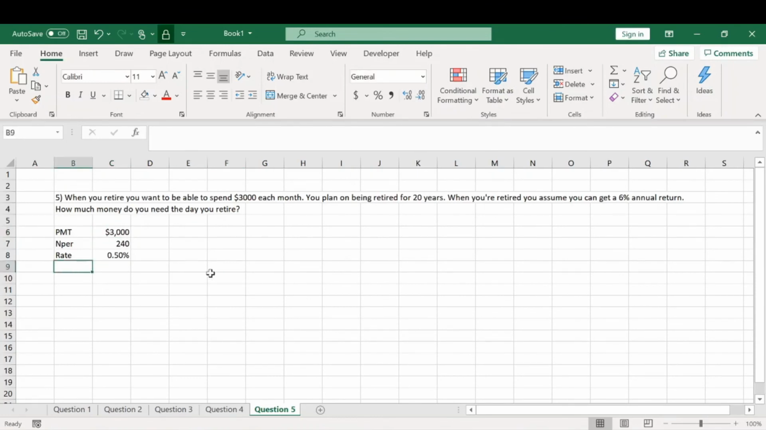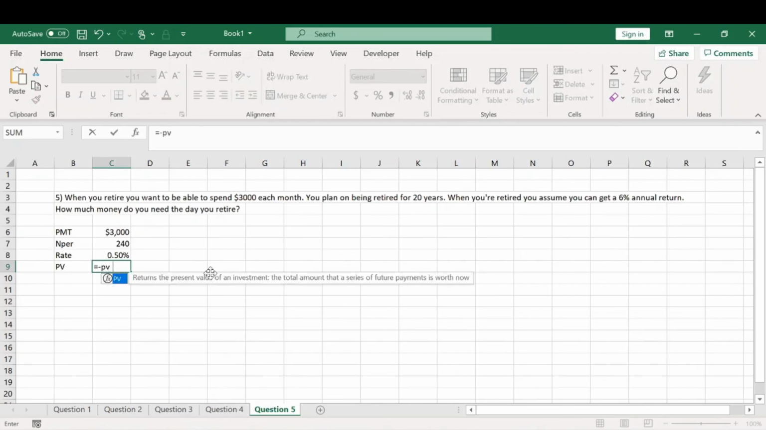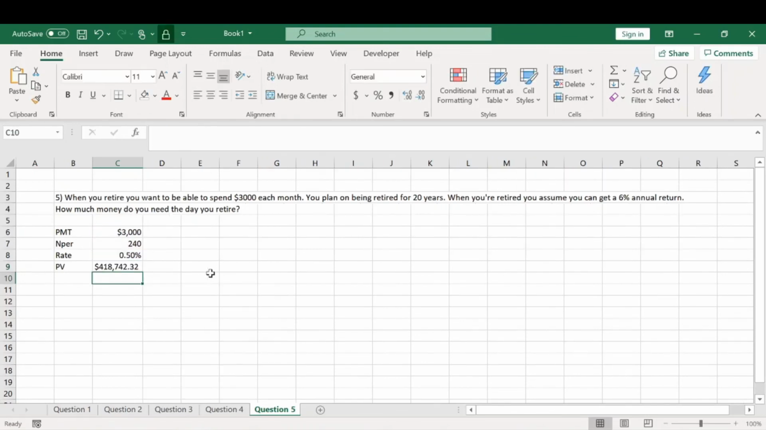So how much money do you need the day you retire? A lot of people will think this is a future value statement, but it is actually a present value because you want to know in today's dollars, right now, how much money you need to retire, not how much money it is in the future. So we'll go ahead and do a negative PV function. We'll do the rate, number of periods, and the payment.